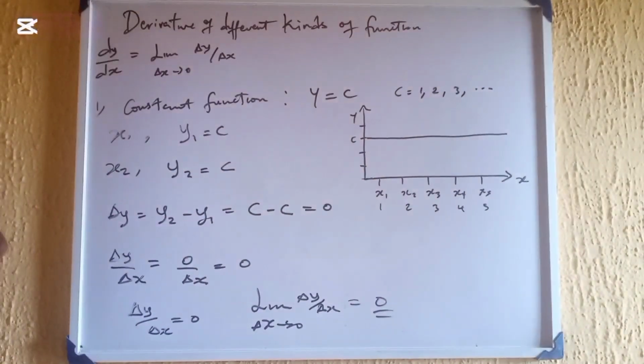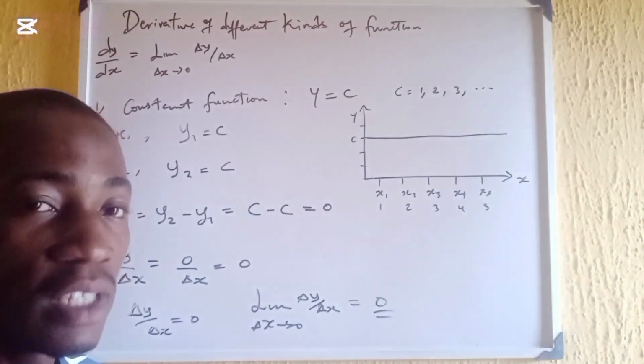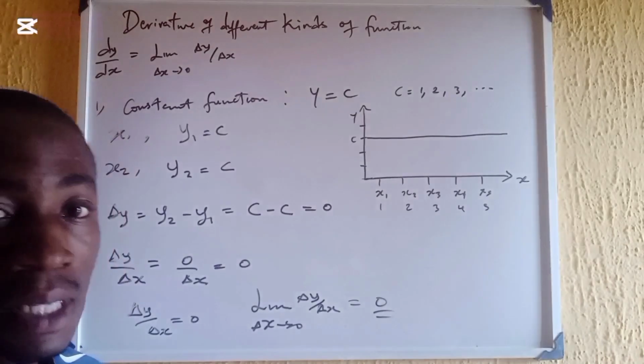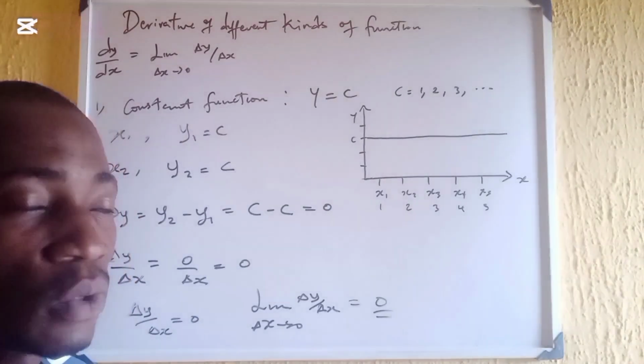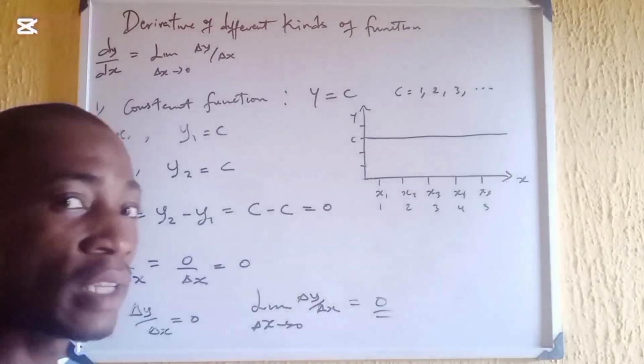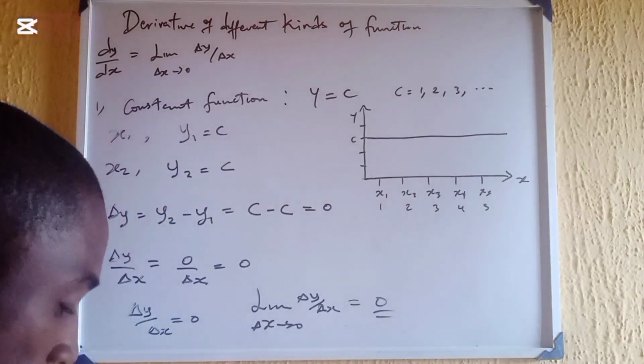So what does it mean? That the derivative of a constant is 0. The derivative of a constant is 0. Whether the constant is 1, 2, 3, 4, 5, it doesn't matter. So dy/dx, when you differentiate a constant function, you'll be having 0. Let's look at the next function.